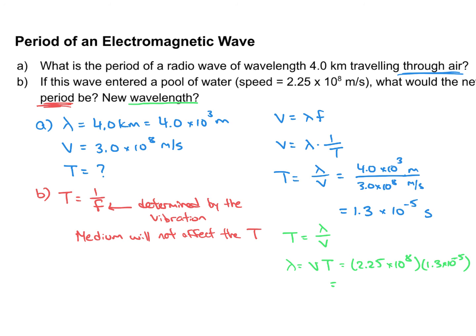So 2.25 times 4 over 3, 1 in the third. That gives me 3. And then exponent laws, 10 to the 8 and 10 to the negative 5 produce 10 cubed meters. So the wavelength got shorter as it went into a slower medium.